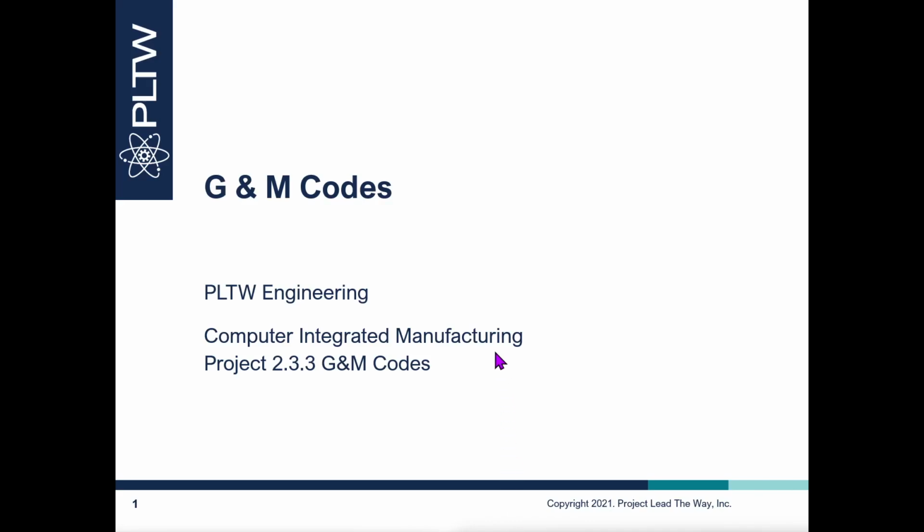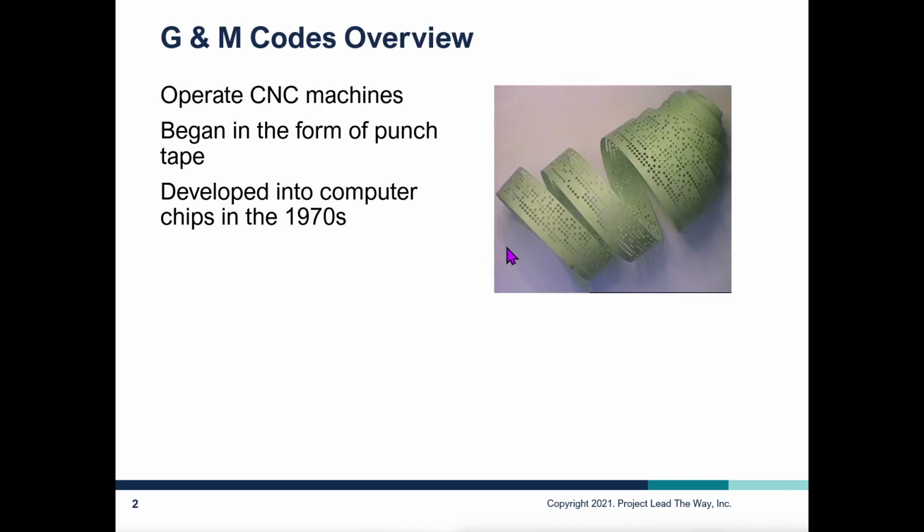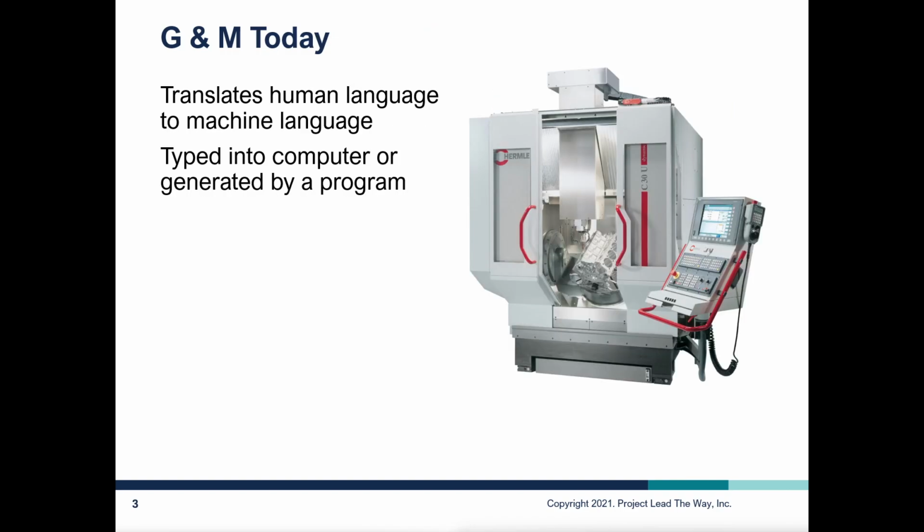In order to use CNC equipment, we need to learn G&M codes. G&M or CNC machines originally began with punch tape, where there were contacts, and the holes cut in the tape would allow these contacts to make contact, and that would drive a motor. But when computer chips were built in the 1970s, they started changing this over to G&M code.